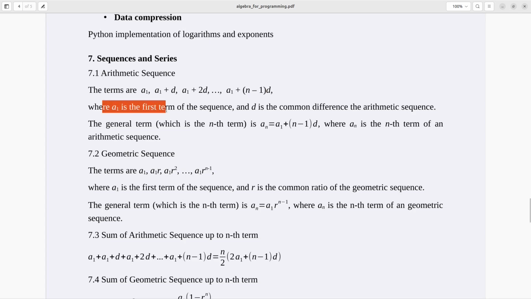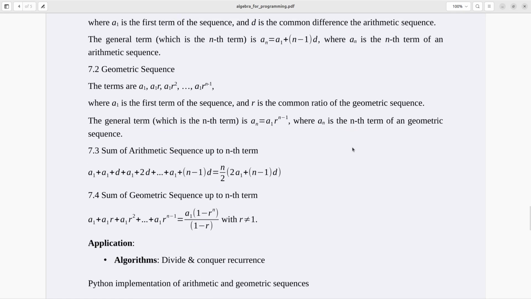So a1 is the first term of the sequence, and d here is called the common difference of the arithmetic sequence. The common difference means that a given term minus the previous term is always equal to d. So when I pick the third term and do the third term minus the second term, I'm also able to get d as the common difference. So that is the meaning of the common difference d. And the general term, which is the nth term here, is always equal to the first term plus n minus 1 times d. So an here is the nth term of an arithmetic sequence.